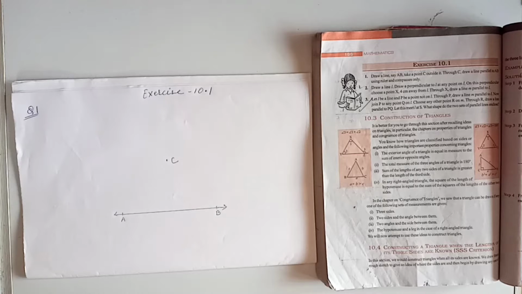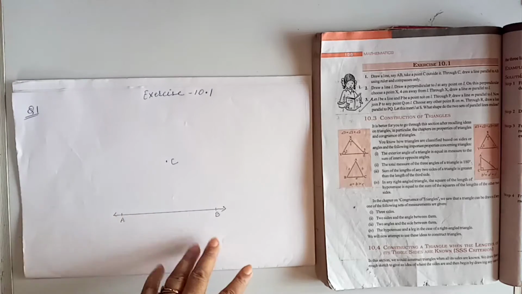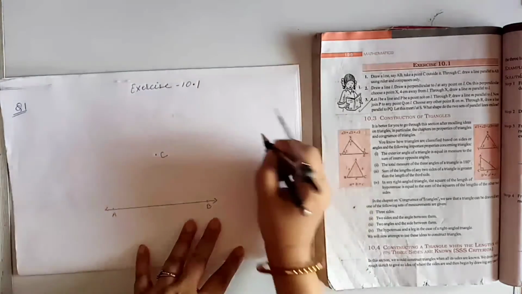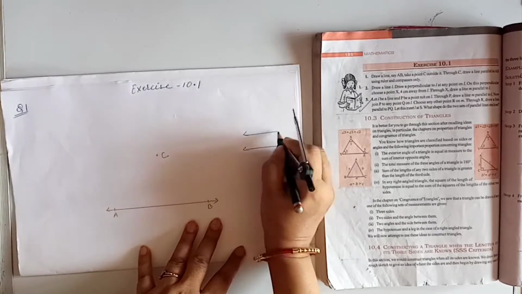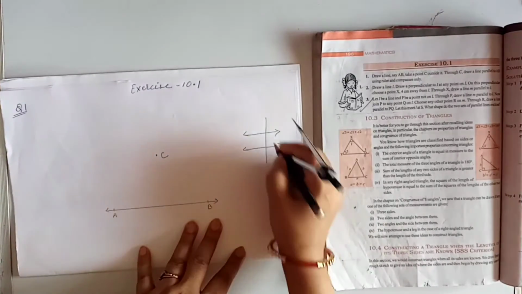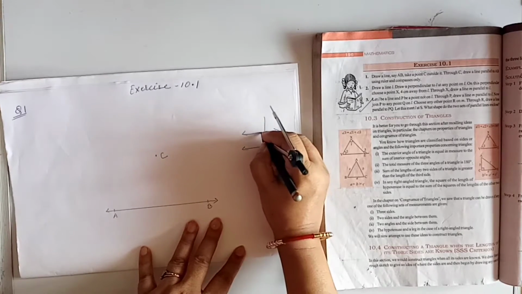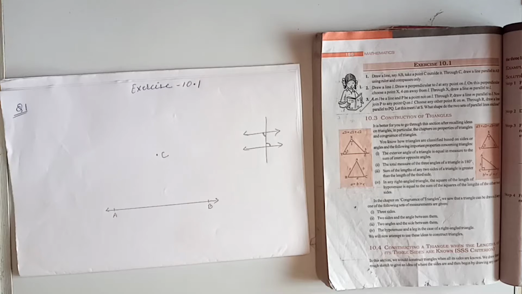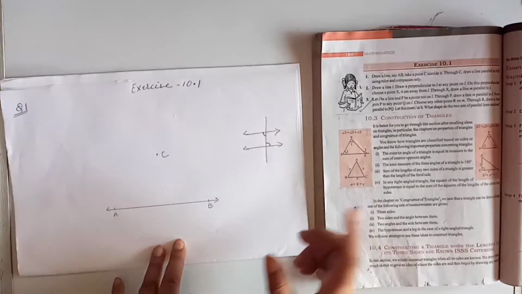Now you have to draw a line parallel to AB. Now we will use this property for parallel lines. Suppose there are two parallel lines, and if there is a transversal, the alternate interior angles are equal. So for making the line parallel, we have to prove that the alternate angles are equal.